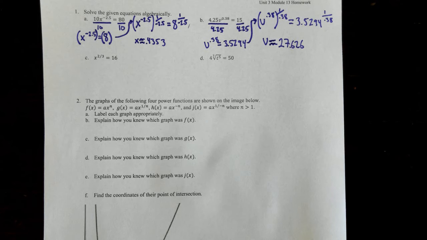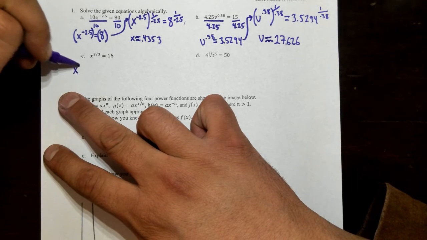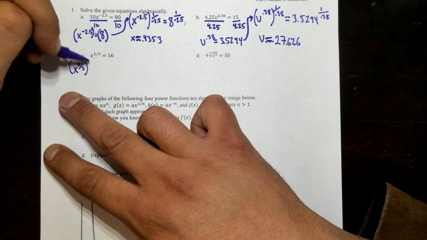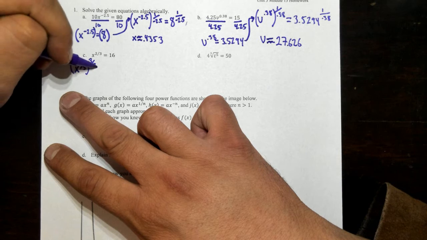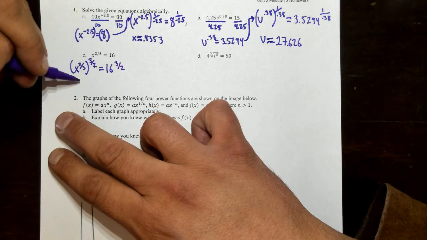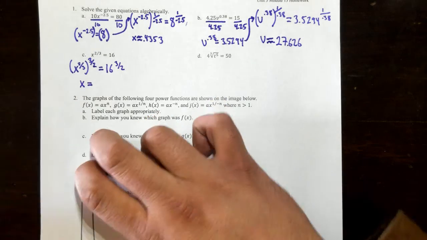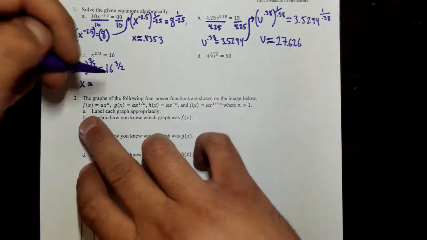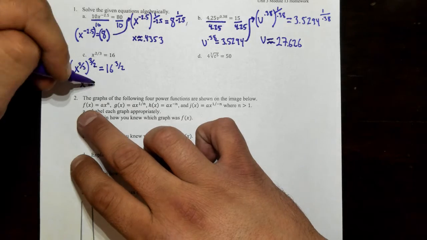All right. Let's take a look at C. So now we have x to the 2/3 power is equal to 16. So how about we raise x to the 2/3 to the power of 3/2? It's just the reciprocal, right? And we've got to do that to both sides. So this is going to give us an x on the left side. And then on the right side, 16 to the 3/2 power is just 64.